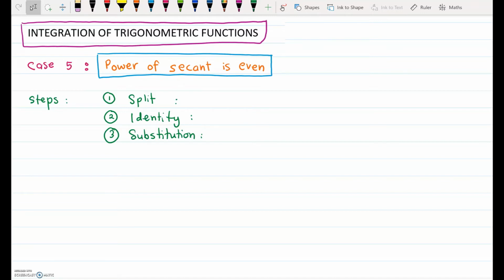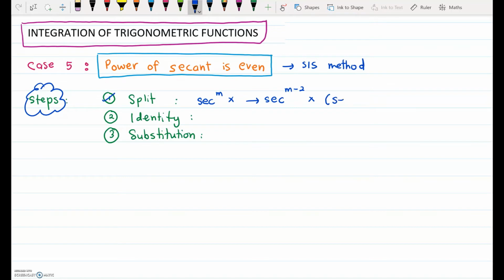This is case number 5 for integration of trigonometric functions where the power of secant is even. For case number 5, we can solve using the SIS method. Here are the steps that we will use. The first step is to split. In this case we split secant to the power of m x into secant to the power of m minus 2 x and secant square x.